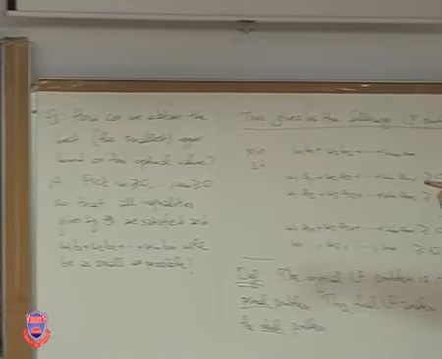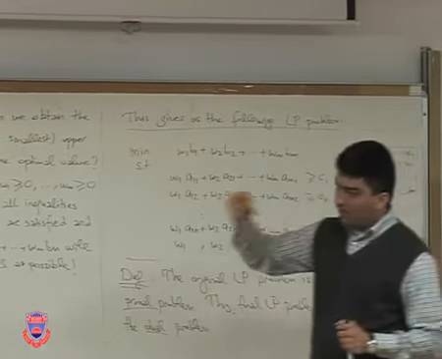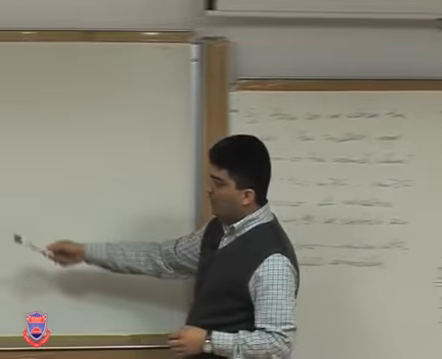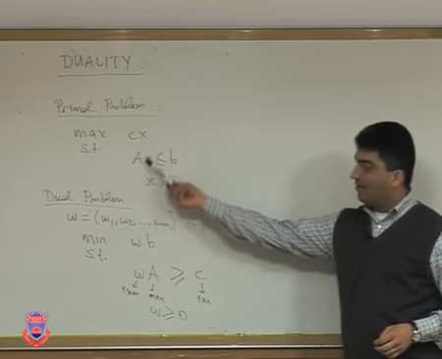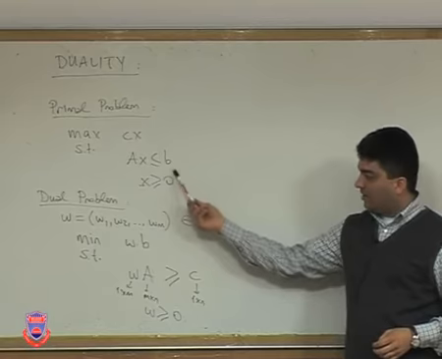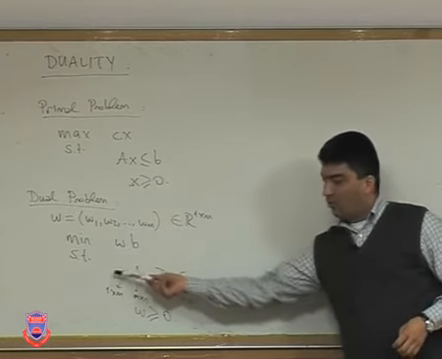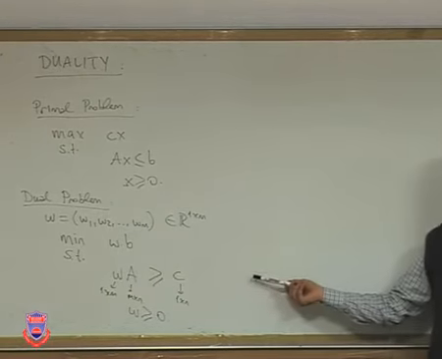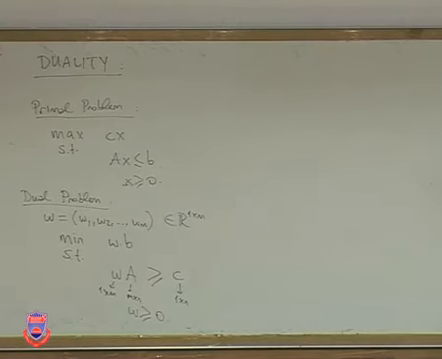Okay? So once again, there's one difference between the primal and dual problems. In the primal problem, Ax is a column vector. Okay, b is a column vector. In the dual problem, WA is a row vector, and C is a row vector as well. Okay, so please pay attention to those differences.